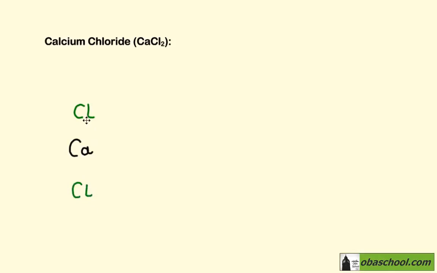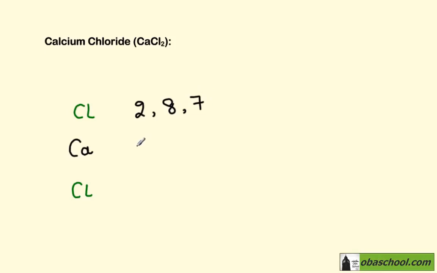There they are, and we will write the electron configuration next to each atom to figure out the process of transfer of electrons. The electron configuration of chlorine is 2, 8, 7. So 2 electrons in the first shell, 8 electrons in the second shell, and 7 electrons in the outermost shell.